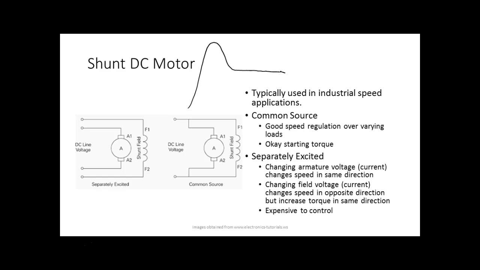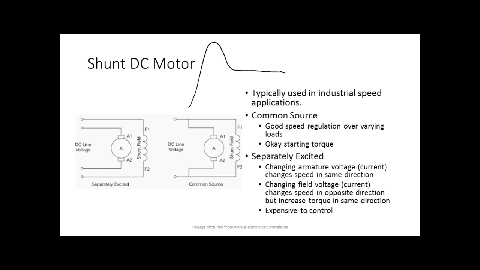So one good thing about a shunt motor is some people call them constant speed motors. They'll run at the same speed. Whatever voltage you put on the armature, they'll run at that speed if you don't change the field. So these are what we call constant speed motors. They want to run at the same speed, right?